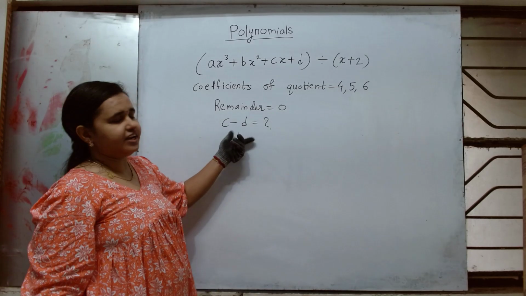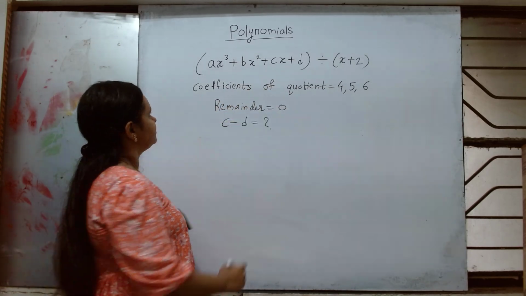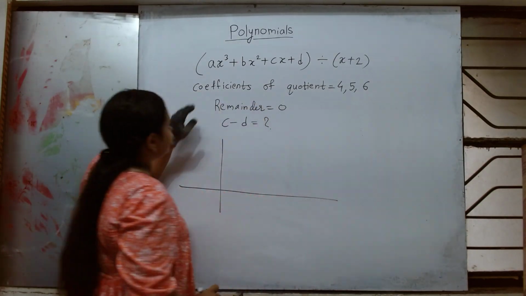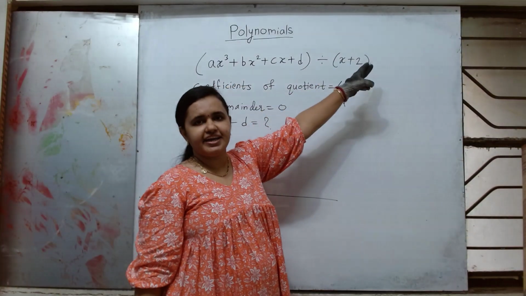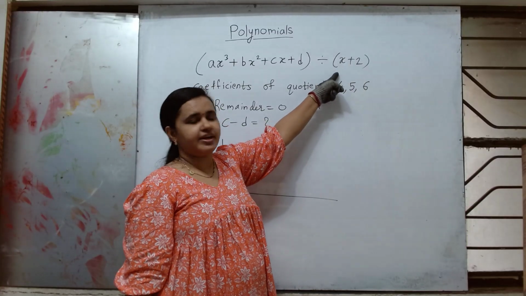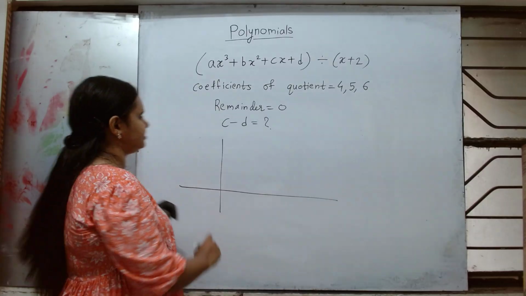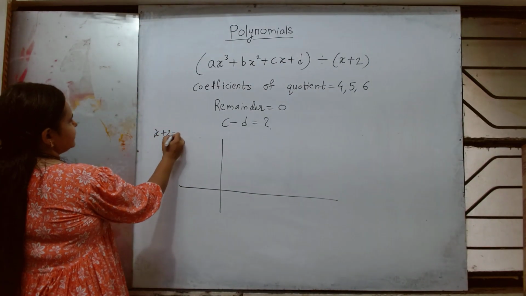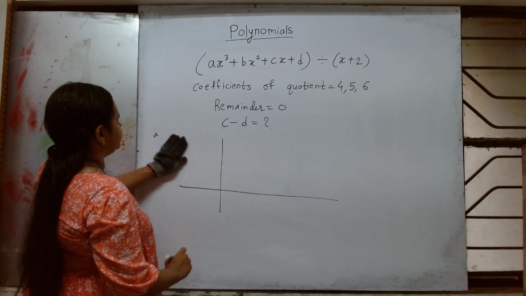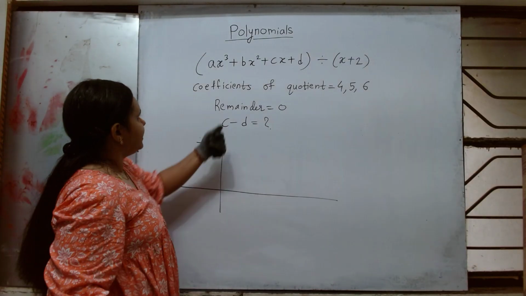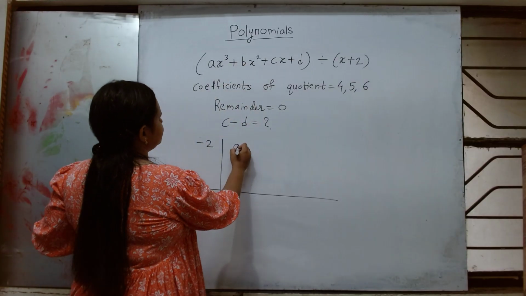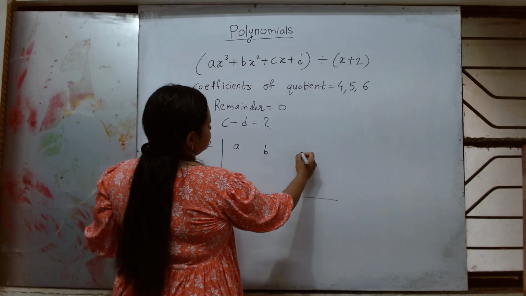For this we have to calculate the value of c and d. So we can do it by synthetic division. As this polynomial is divided by x plus 2, from this x plus 2 we can calculate the value of x. X we will get from this equation as x plus 2 is 0, x is equals to minus 2. Okay. So we will write here minus 2 and coefficients of this polynomial are a, b, c and d.